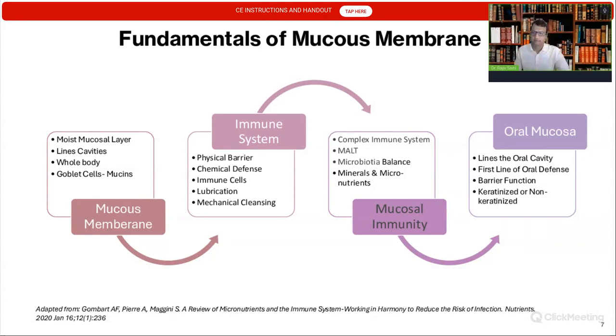The oral mucosa has a number of protective functions. However, the most essential protective function of the oral mucosa is that it acts as a first line of defense against oral pathogens and viruses. The oral mucosal immune system also functions as a barrier, or sometimes we can call it a wall, that separates oral bacteria and viruses from underlying soft tissues. And that's why it helps in preventing infection, bacterial pathogenesis, and diseases.